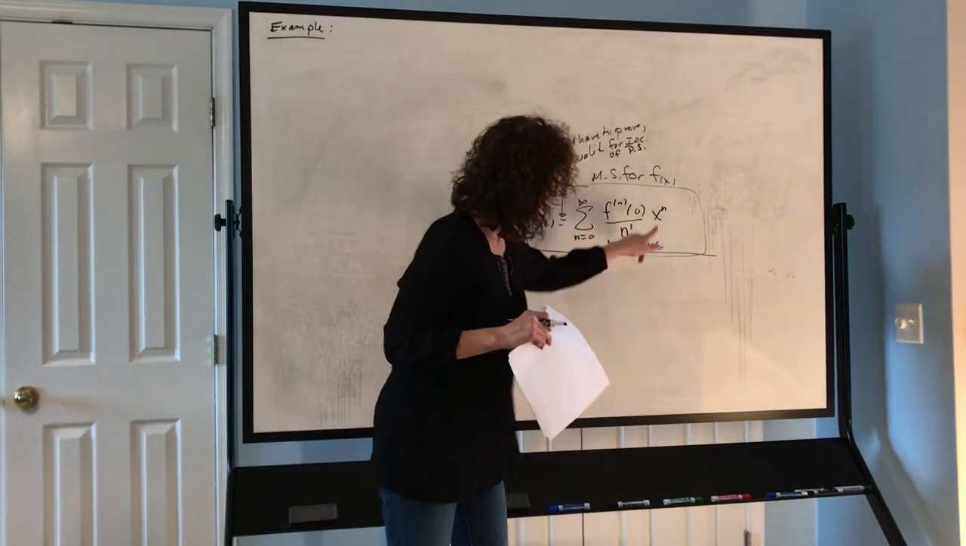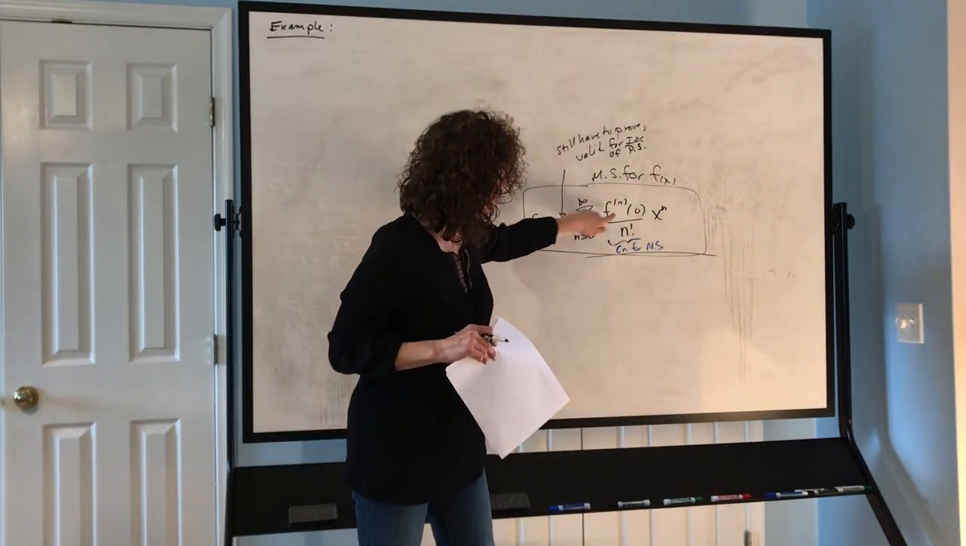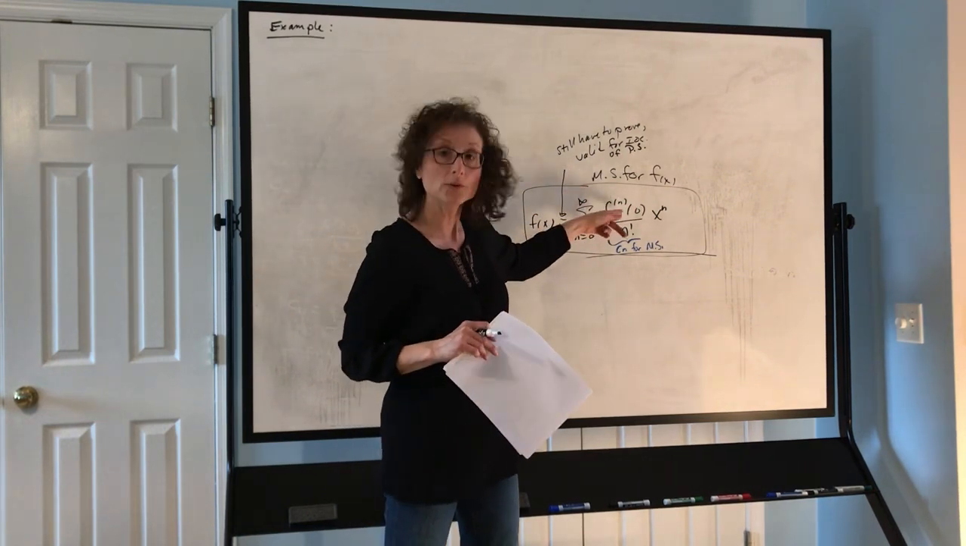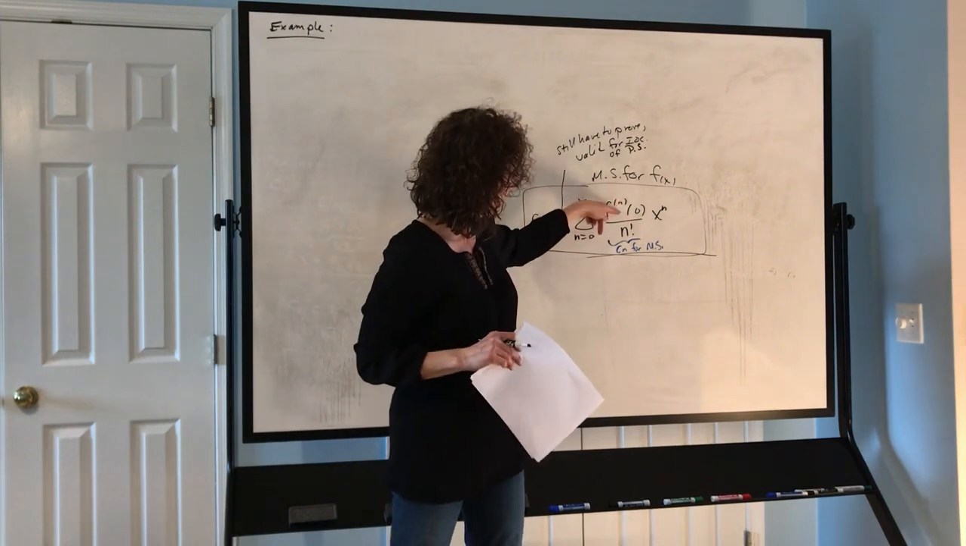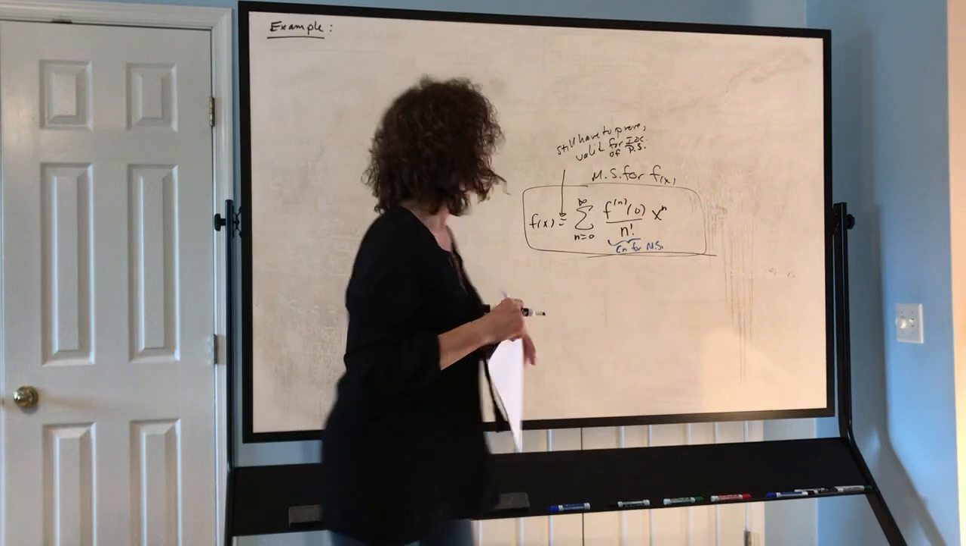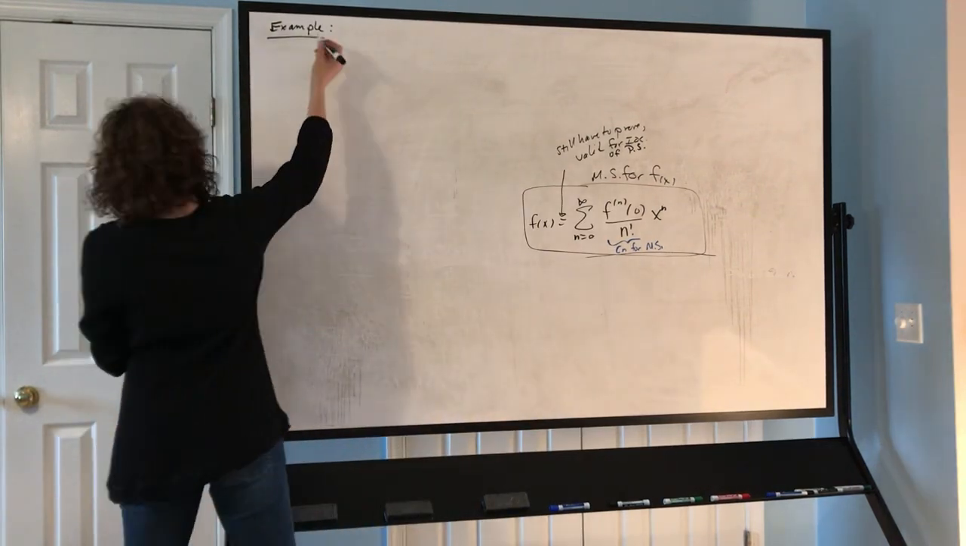Now, if all the coefficients turn out to be 1, what does that mean? The nth derivative at 0 ends up being? Good. It would have to be n factorial, because then you'd have n factorial over n factorial, that would cancel, and you would just get 1. Okay, nice. All right, example.